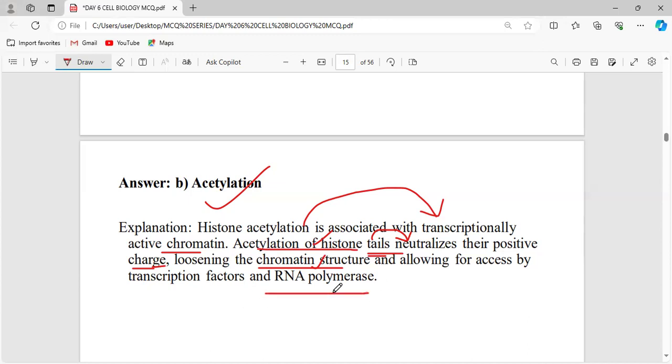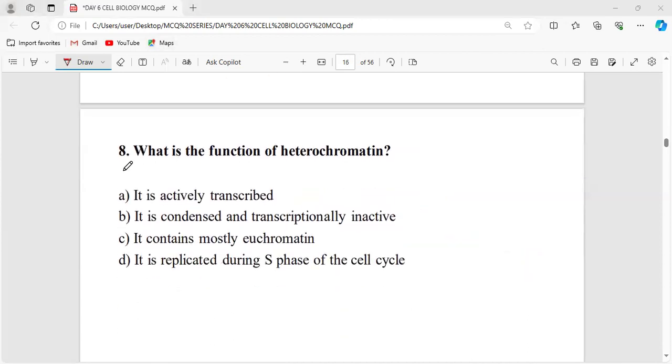Only then will the RNA polymerase, that is the promoter, associate with the initiator region. Then the transcription will continue and mRNA will be synthesized. Now, what is the function of heterochromatin? We know that heterochromatin is the most condensed form and euchromatin is the loosened form. What is their function? Why do they have to be exhibited in a condensed form and a loosened form?